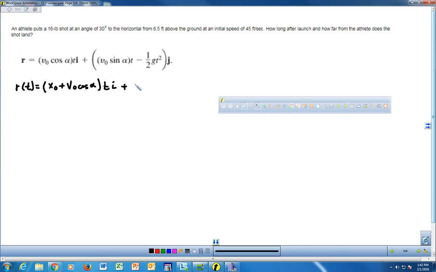And the same thing with the vertical position. It might be starting from some y of 0 as my initial position, plus my b of 0 times sine of alpha t minus 1/2 gt squared j.